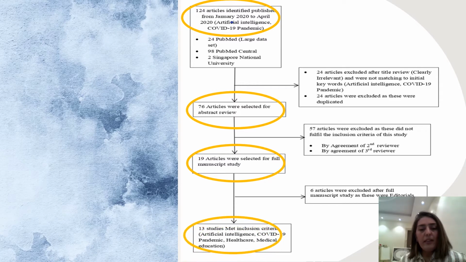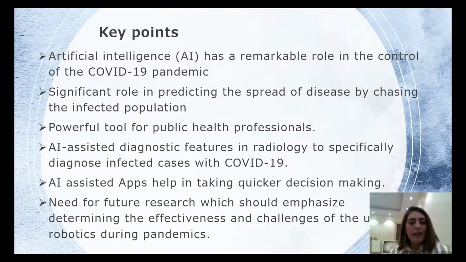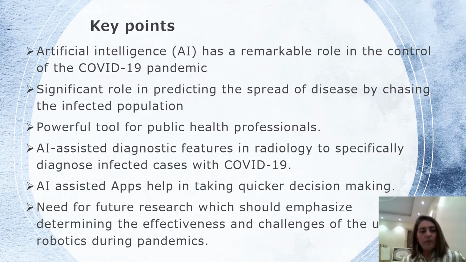We identified 13 studies, and these are the key main points in these articles: artificial intelligence has a remarkable role in control of the COVID-19 pandemic by tracing the diseased and infected patients. There is a significant role in predicting the spread of the disease by chasing the infected population, so it is very much helpful in epidemiology. It is a powerful tool for public health professionals.